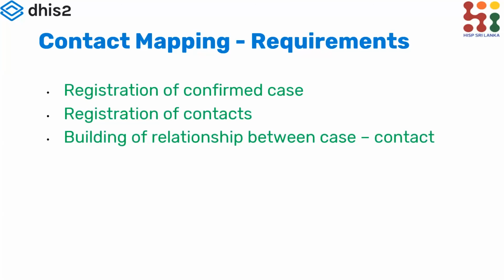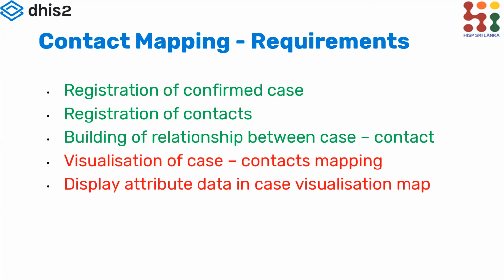So requirements, again, some were possible just out of the box, like registration of confirmed cases, registration of contacts, and of course, building relationships between cases and contacts. This was possible with the core DHIS2 tracker. But having a visual representation mapping the case to contact was not possible. And again, displaying some attributes, whether it's male or female or some case number, next to that particular entity in the map was also not possible.